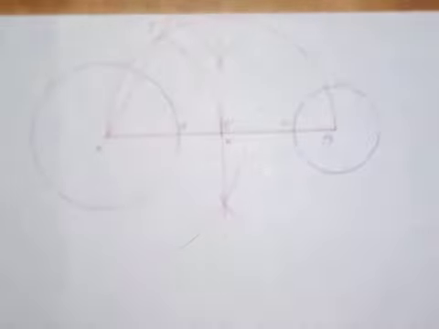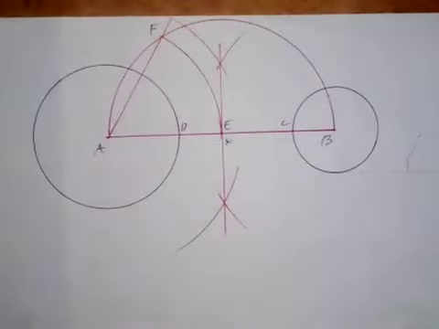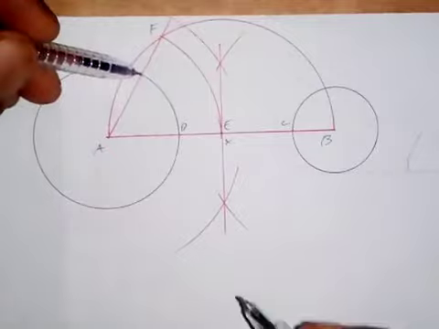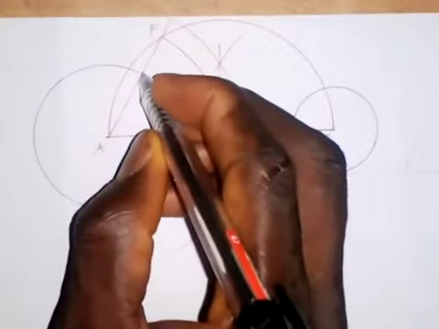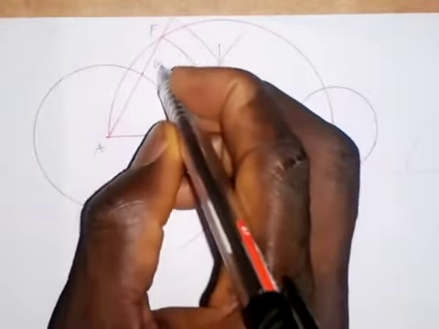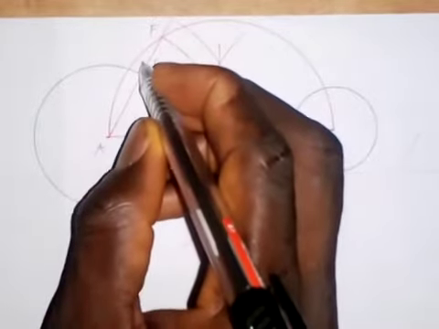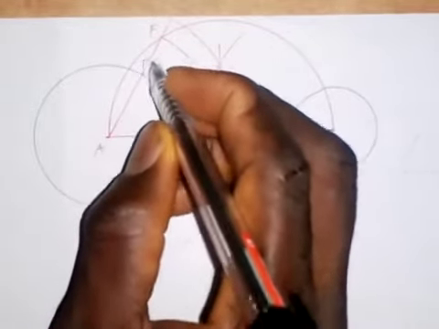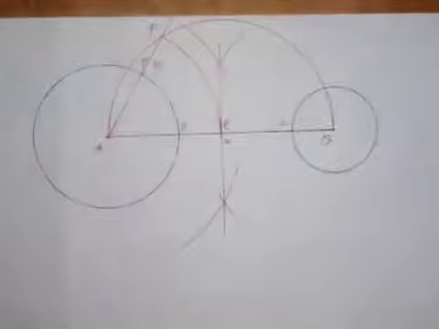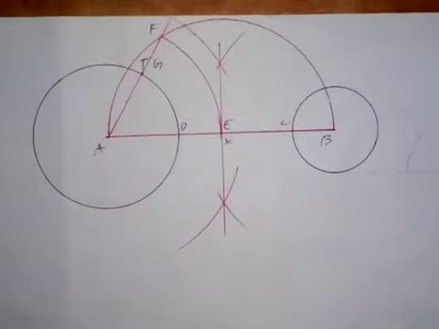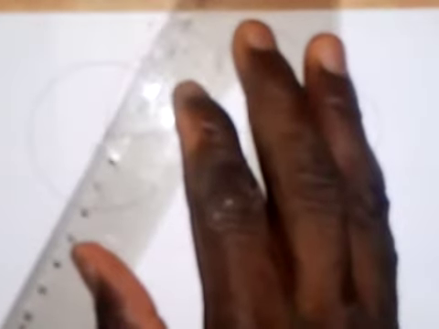Wherever this line touches the circle, which is this point, is point G, and it's also the point of tangency. So put capital letter T there. Next, I will take my set square and set it on line AG, like this.